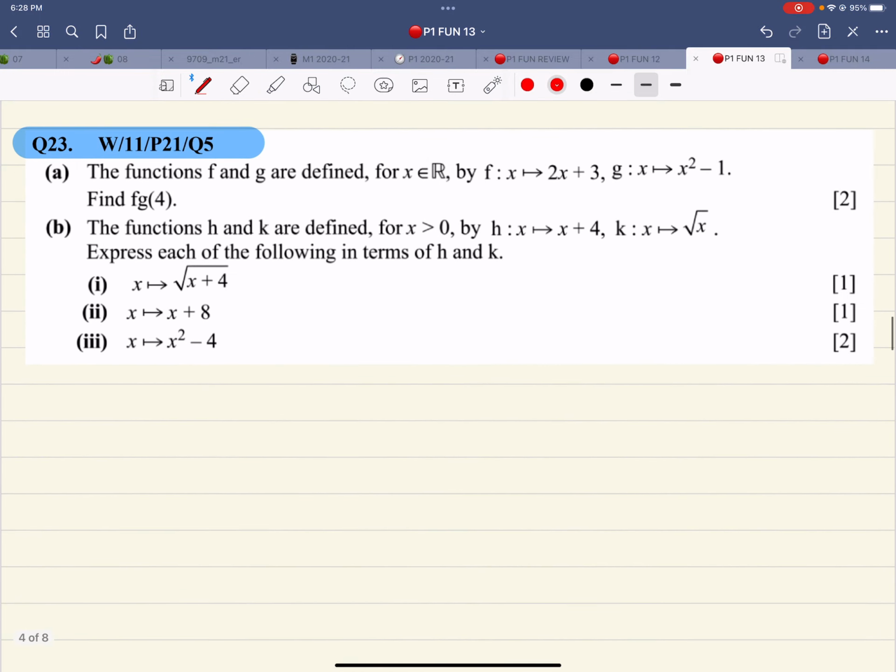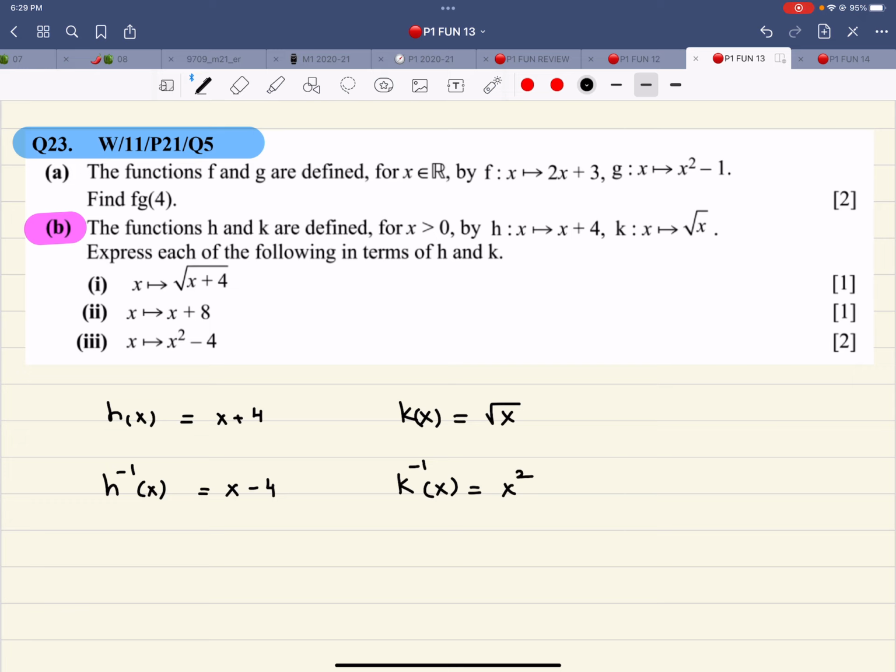Let me do some more. The functions f and g are defined by such and such. The first one is easy, ignore that. I'm focusing on part B. The functions h and k are defined as h(x) equals x plus 4. Therefore, h inverse of x would be x minus 4. k(x) equals square root of x. Therefore, k inverse of x would be x squared.